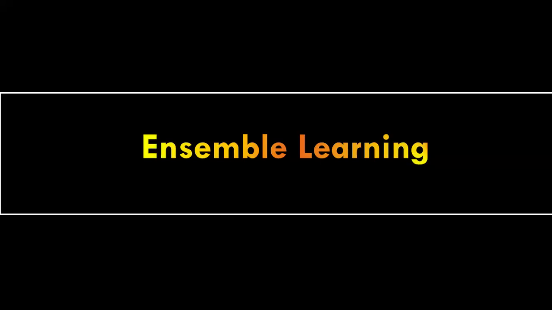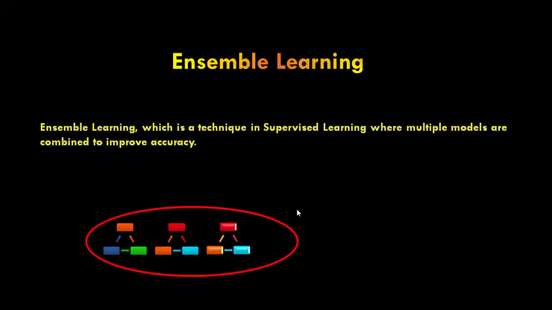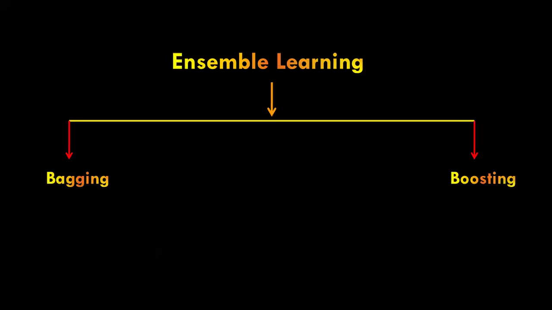Before we dive in, first let us understand what exactly ensemble learning is all about. It is a technique in supervised learning where multiple models are combined to improve accuracy. There are two techniques that fall under ensemble learning. One is bagging, another one is boosting.